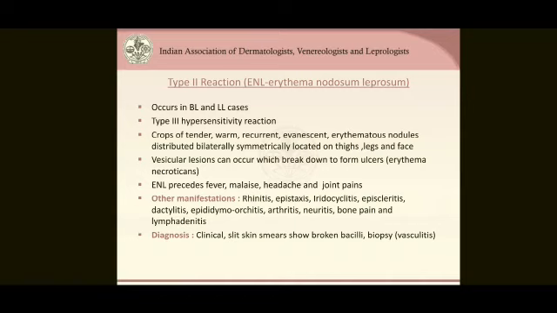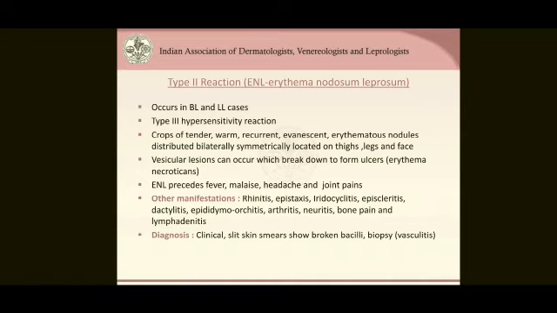ENL will have constitutional symptoms like fever, malaise, headache, and joint pain. Other manifestations include rhinitis, epistaxis, iridocyclitis, episcleritis, dactylitis, epididymoarthritis, arthritis, neuritis, and lymphadenitis.